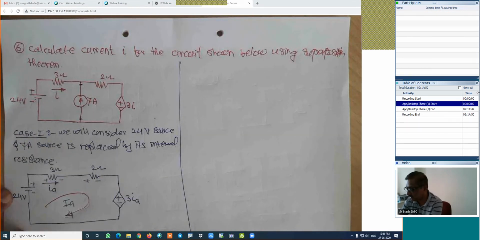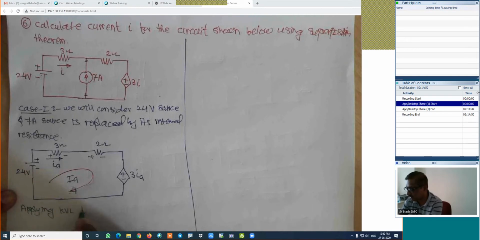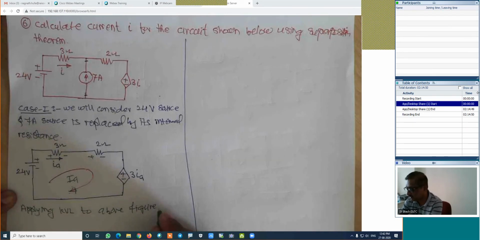Now apply the KVL because we can use any method. जिससे पहले वाला जो method हमने discuss किया, that is reduction technique. We can use the reduction technique in this case also, but it becomes complicated whenever we have the dependent source. That's why we are using the KVL or other method, applying KVL to above figure. If we will apply the KVL to this figure, we get what we get.